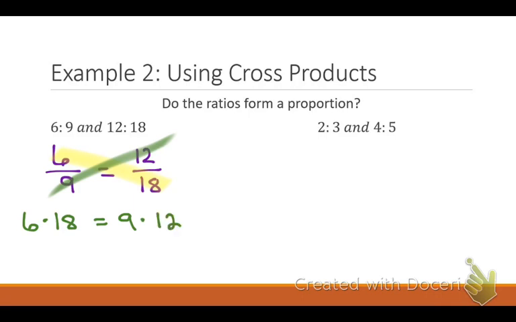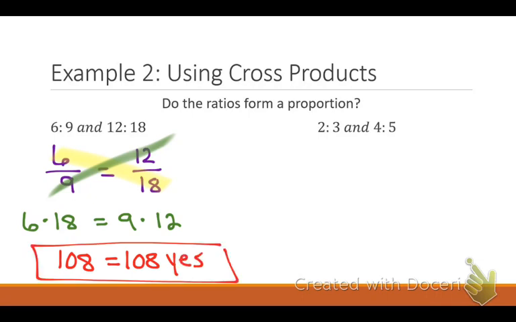If they are equal, then it's a proportion. If they are not the same number, then it's not a proportion. I can't stop here. You need to write the total. What is 6 times 18? 108. What is 9 times 12? So it's yes. Now, decimals don't matter.